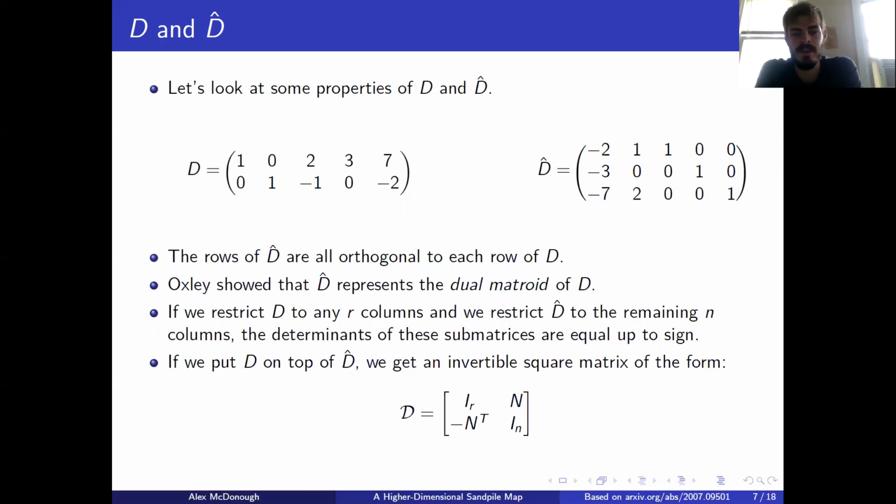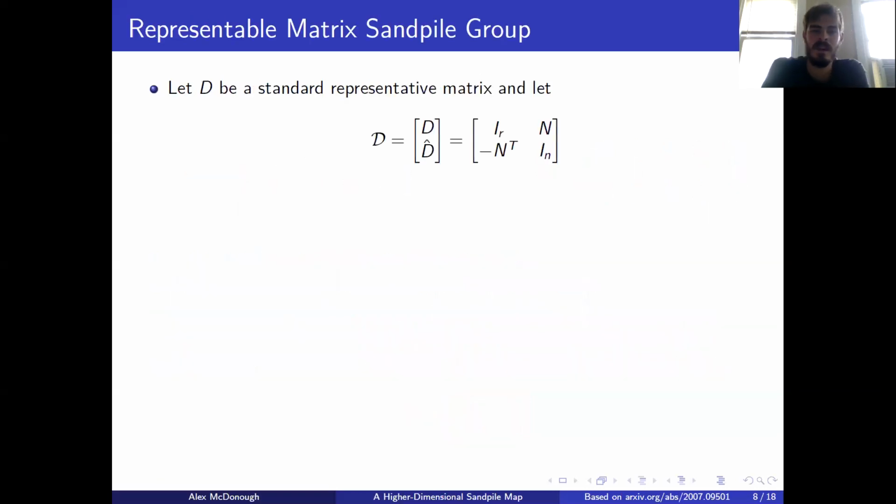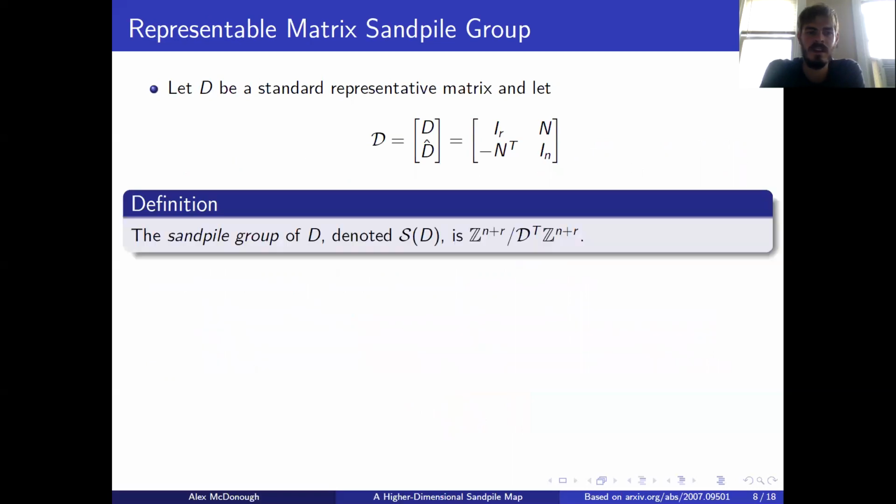And the other thing we can do is put D on top of D hat, and we get an invertible square matrix of this particular form. And we're going to call this curly D. So curly D is going to look like this. And you can come up with curly D uniquely if you're given a D, as long as D is standard representative, which it will be for the rest of this talk.